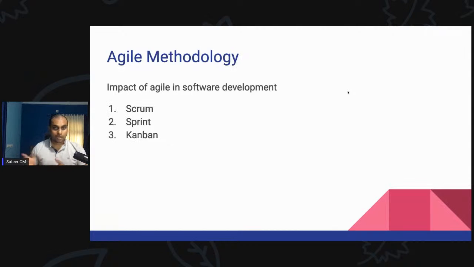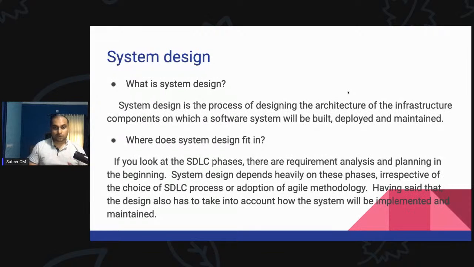So agile is a software development methodology that is popular nowadays. It makes development faster compared to the conventional SDLC process. So it uses Scrum, Sprint, Kanban, a lot of those methodologies. But irrespective of those methodologies, at the end of the day, you are developing a system, a software system, right? So let's ask that question, what is system design?